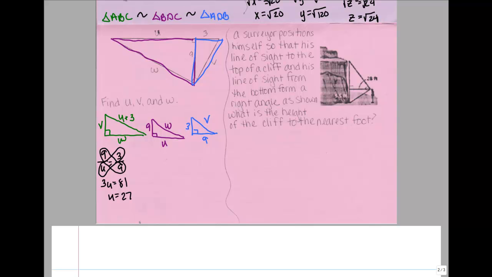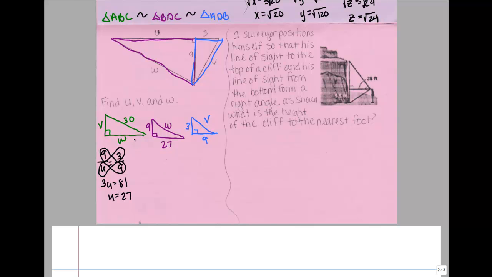So now, instead of this U here that's on our purple, we're going to erase it and write in 27. And instead of this U here, we will have 27 plus 3, which is really just 30. And that made our life so much easier since we did that first.